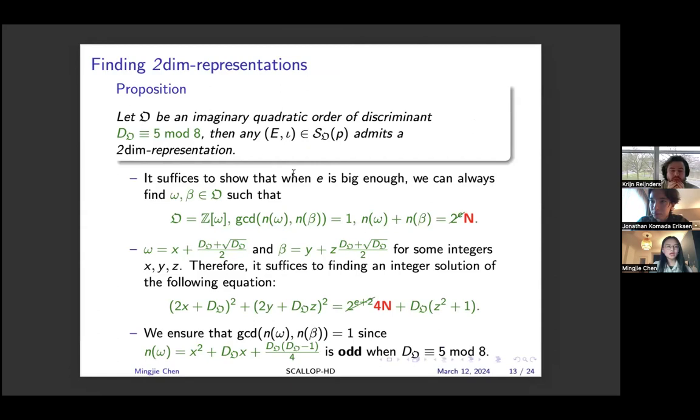Yes, that's why we use 2 to the e as the sum of the two norms, right? But in theory, if n is power smooth, then it should also be in polynomial time to perform the high dimensional isogeny computations, but it's just not as efficient for using in SCALLOP-HD. Excellent, thank you.